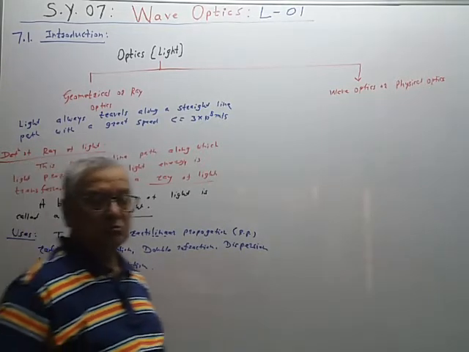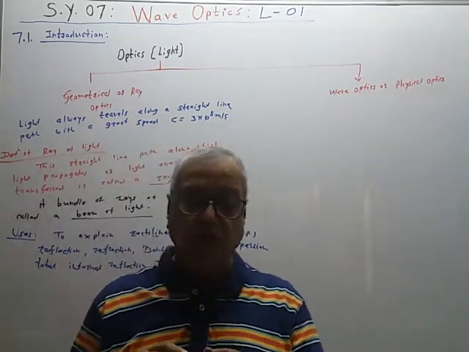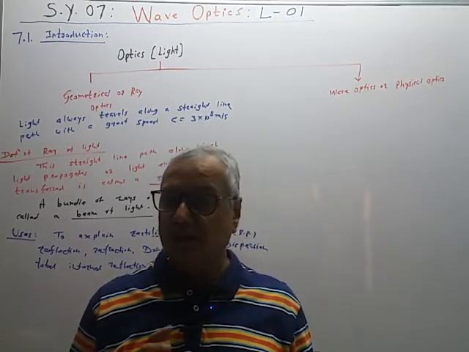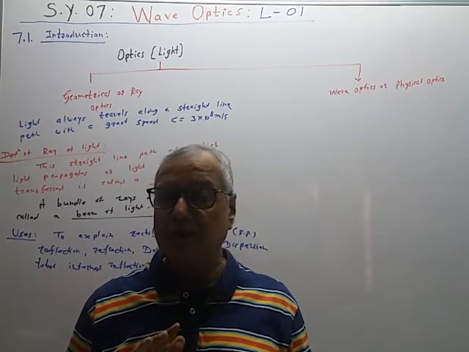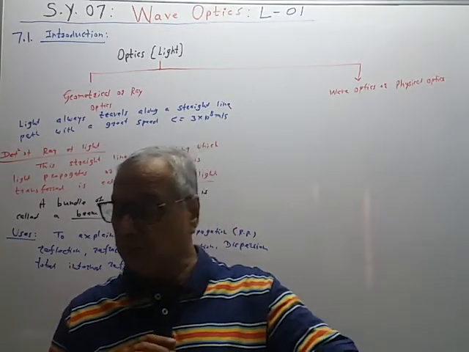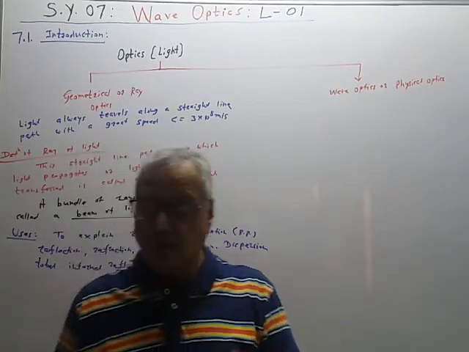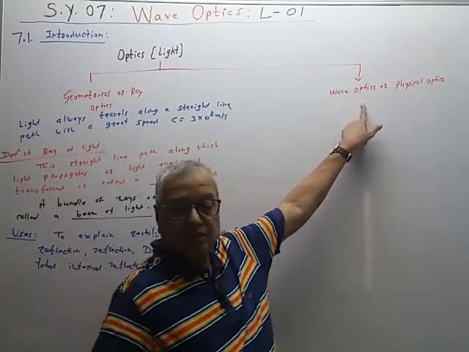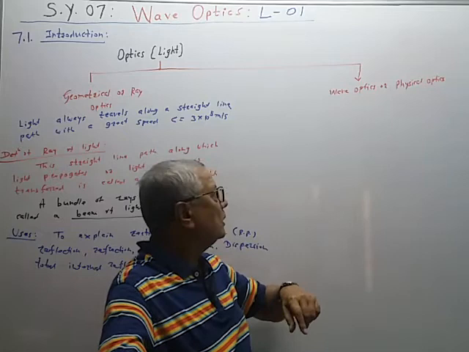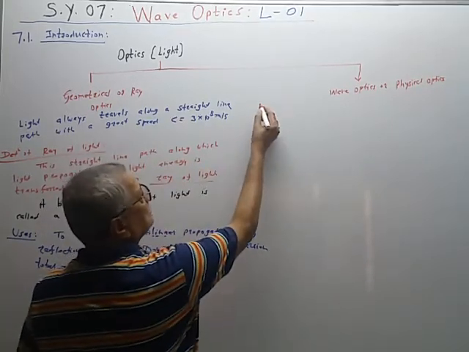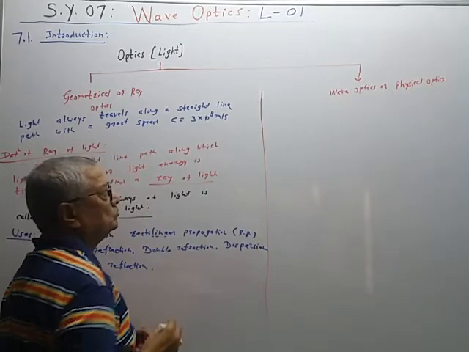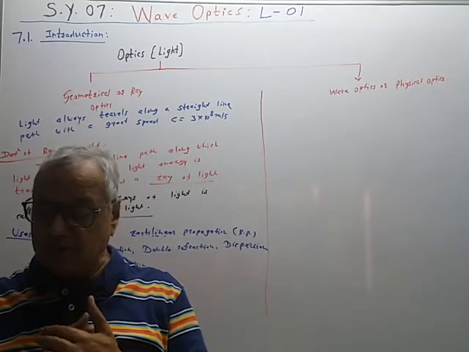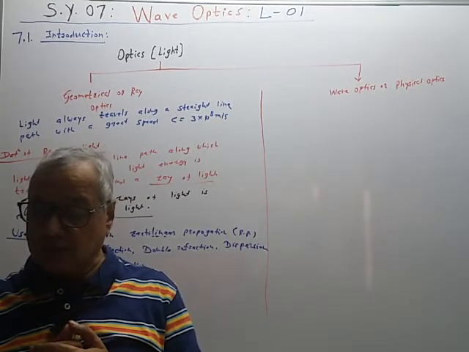But there are some new phenomena discovered in the 19th century like interference, diffraction, etc. These phenomena cannot be explained by using this concept of ray of light. So, for that purpose, we have to consider one more type of optics, and that is called wave optics or physical optics. So, what is meant by wave optics? The name itself suggests that in this case, the light travels in the form of electromagnetic waves.